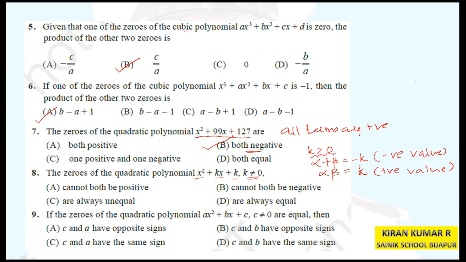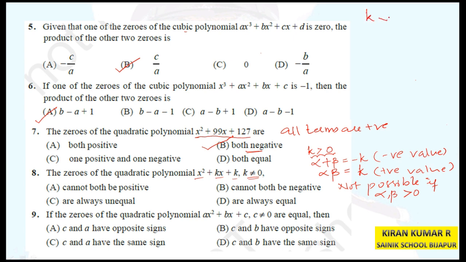This particular thing is not possible if alpha and beta are greater than 0. This is the first case. Now look at the second case.